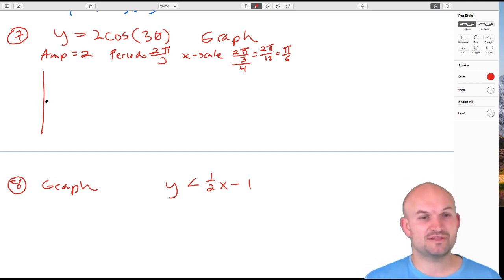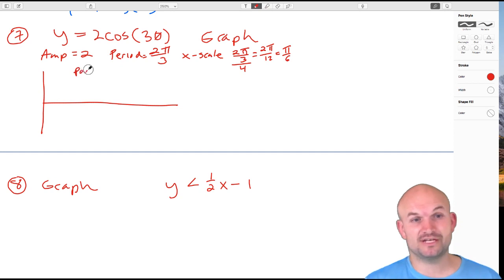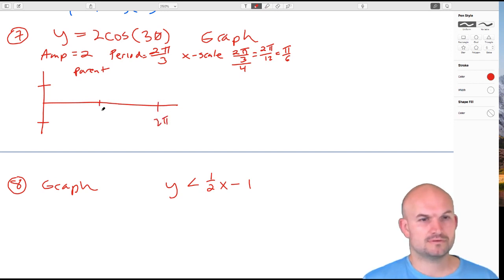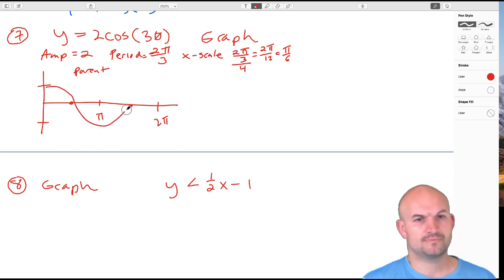All right, so let's talk about the initial period. This is what we call the parent graph or the initial period. In the initial period, the graph goes up to 1, down to -1, and then repeats every 2 pi. So there's pi, and that's at pi halves from there. That is what y equals cosine of x looks like.